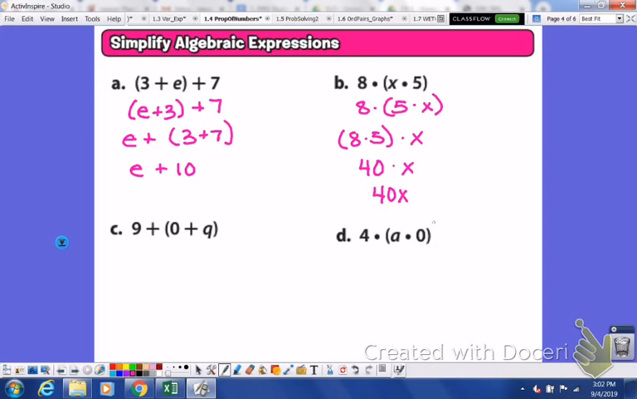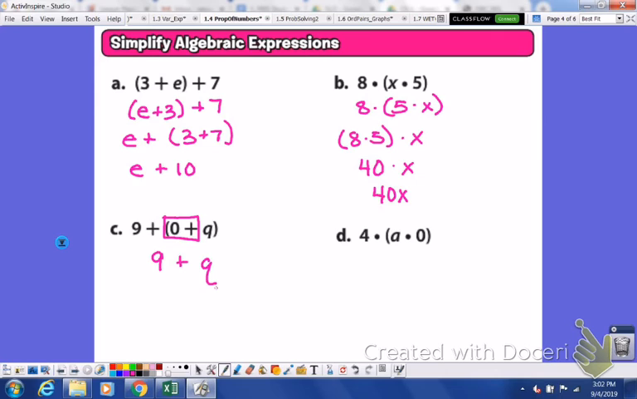So part C, 9 plus 0 plus q. Well, in this case, I don't have to go through any of those steps because I see this plus 0, which tells me it's our additive identity, which means it's going to just be itself. So 9 plus q.